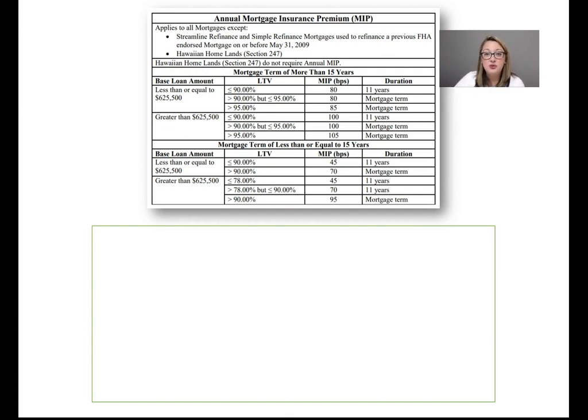But let's do an example for a standard. So let's say you're doing this loan today. How would you read this? How would you do your calculations? The first thing you're going to want to start with is the term. So you'll start with the term, which means I'm going to go right up here, and it says mortgage term of more than 15 years. Well, this is a 30-year loan, so it would fit into this top category. We would use the bottom category if it was 15 years or less.